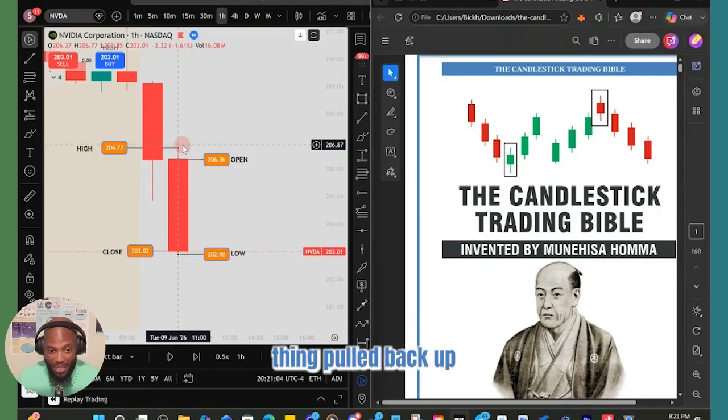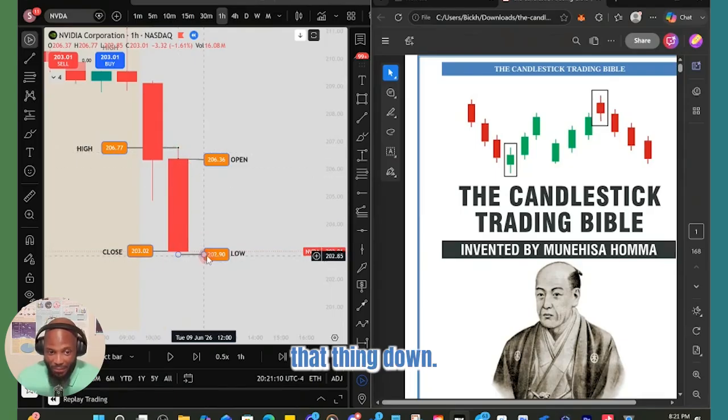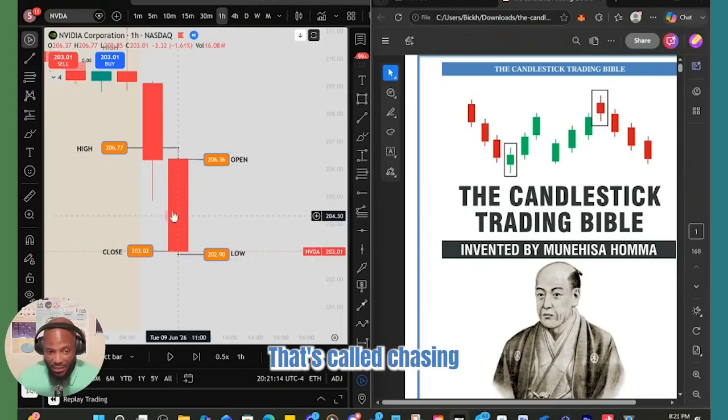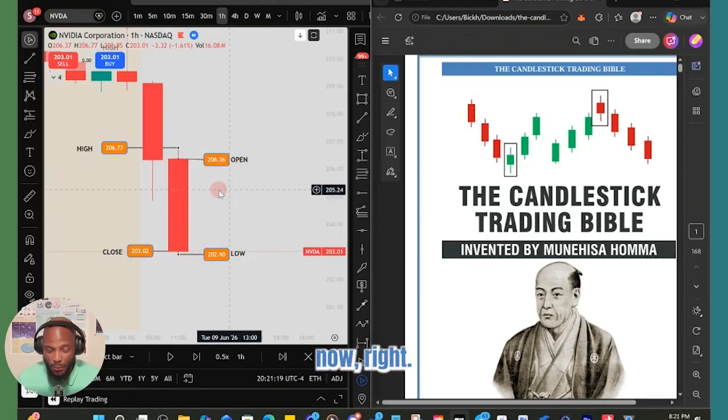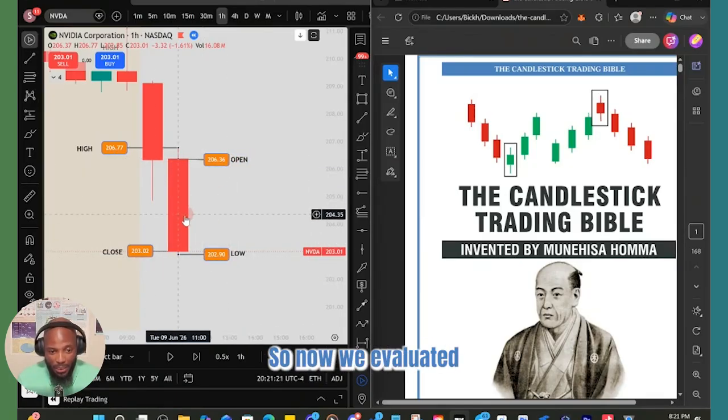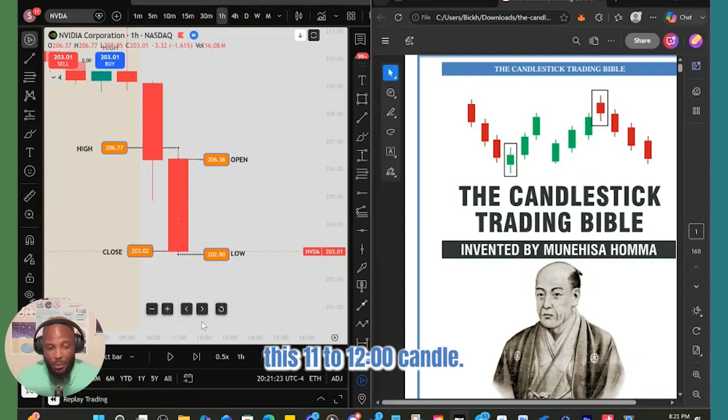When that thing pulled back up to this 206, then you could execute a put contract and then ride that thing down. You don't get in down here or in the middle. That's called chasing. Because at the next moment, that thing could pop up on you and you're in the hole now. All right. So now we evaluated this 11 to 12 o'clock candle. We move forward.